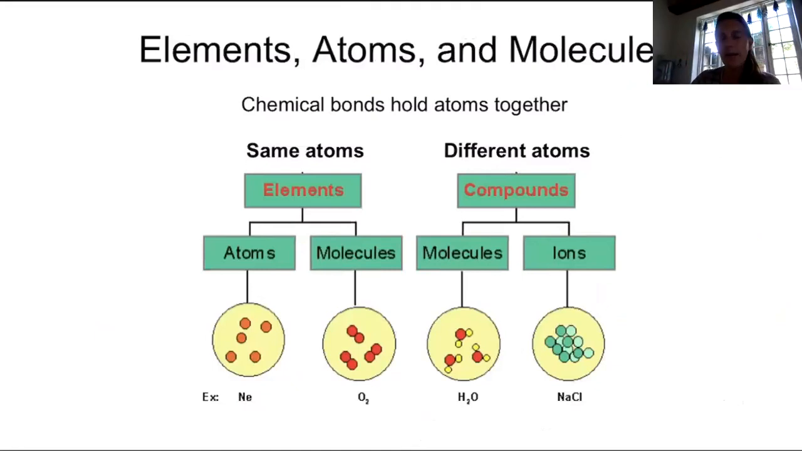So what we're going to talk about next time is chemical bonding and how you can get atoms to come together, either atoms of the same or different kinds of atoms coming together, either through covalent or ionic or hydrogen bonding.